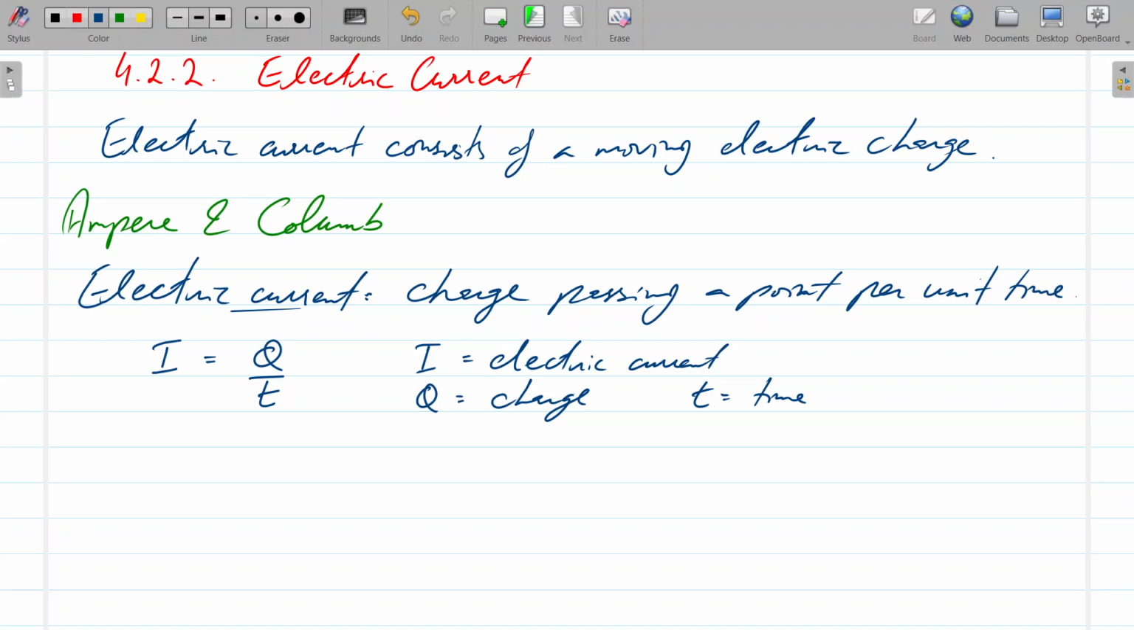Right? And what this tells us is that a current, electric current to be particular, is actually the rate of flow of charge in a circuit.